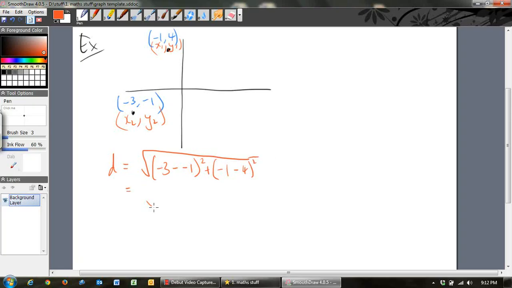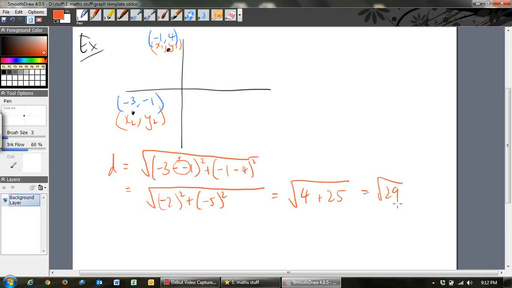Sort it out, just clean it up, square root of, now -3, double negative here, so that means a positive. So I've got -3 plus 1, that's equal to -2, -2 squared, plus -1 minus 4 is -5, so plus -5 squared. This is equal to -2 squared is 4, -5 squared is 25. And so that's equal to the square root of 29.